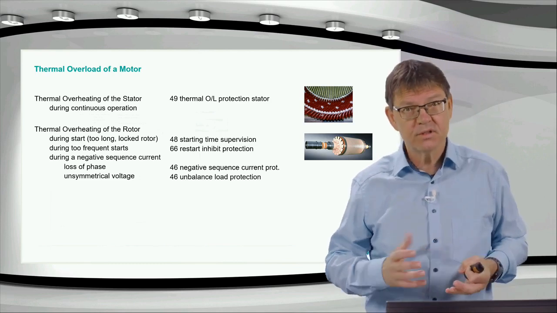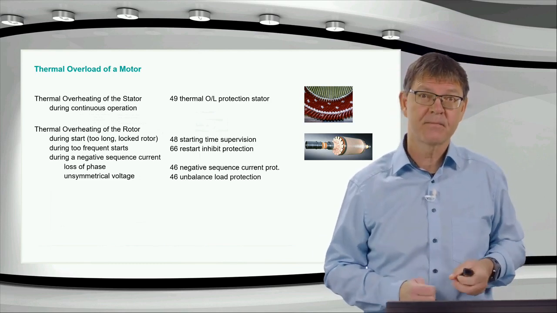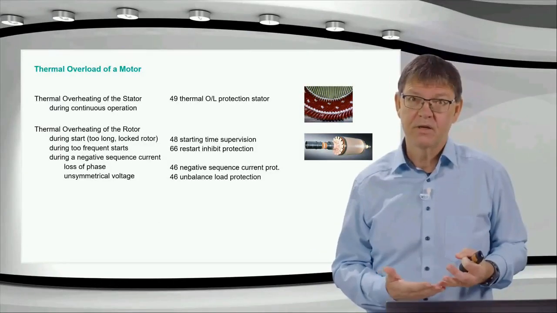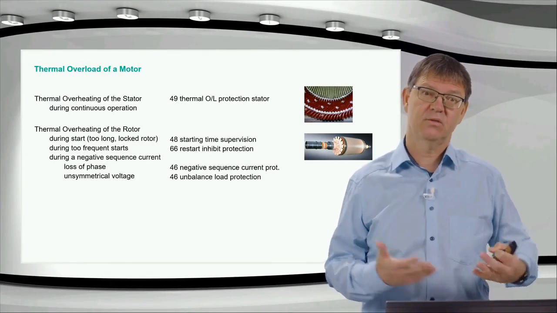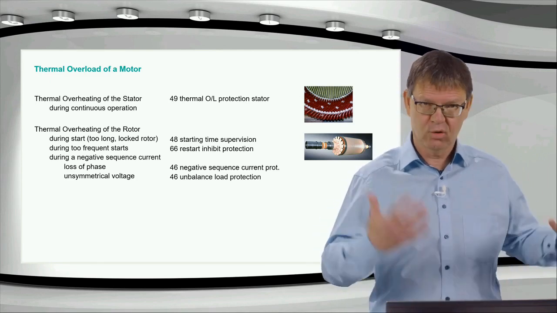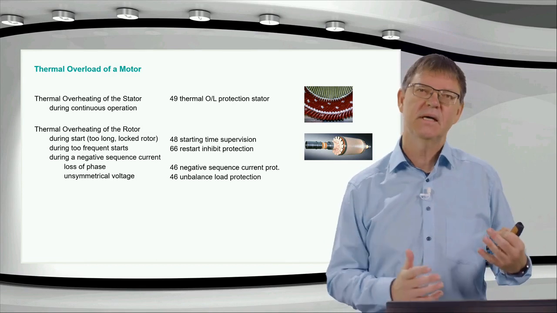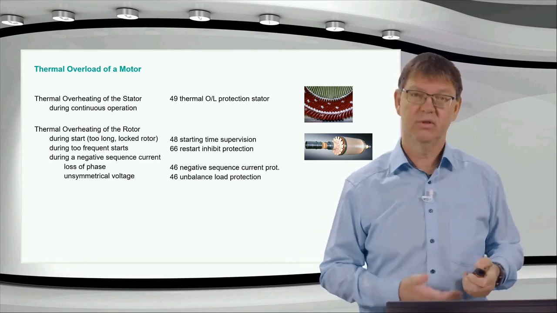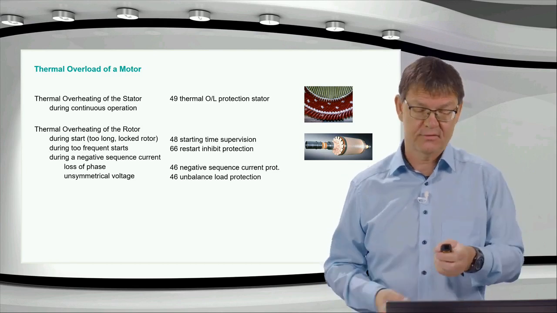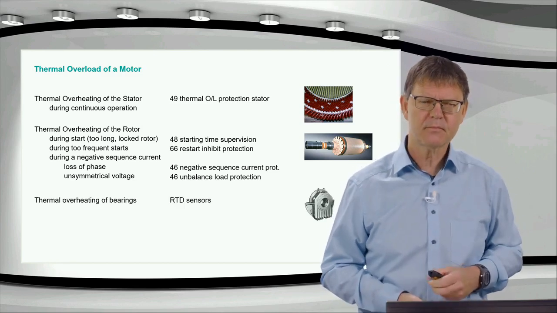On the other hand, I can get negative sequence currents due to unsymmetrical voltages on the motor. And this causes only small negative sequence currents. They have a thermal effect, overheating of the rotor as a consequence, and therefore we have the so-called unbalanced load protection. The difference between both, again, is that the one is just an independent, like an overcurrent protection. The other one has a thermal model behind, so it calculates the temperature consequences out of this negative sequence current.